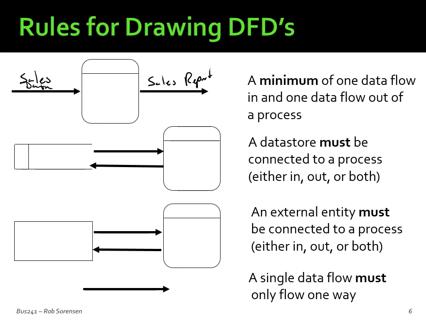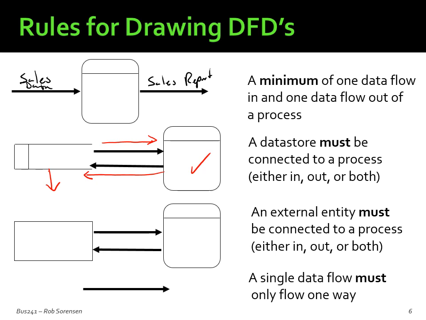A data store must be connected to a process, either in or out or both. So in this case, the process over here puts some data into the data store, and in this one, brings it back out later for more processing. It could have gone off somewhere else too, right? We'll see some examples in a few minutes. An external entity has to be connected to a process, either in or out or both. Otherwise, why would we bother putting the entity there if it wasn't connected to our system? So it's obviously something relevant that we want to get some data from, perhaps.